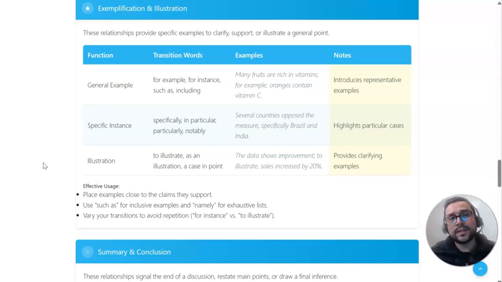claims they support. They can't be too far from them. Use such as for inclusive examples and namely for exhaustive lists, and vary your transitions to avoid repetition. For instance, versus to illustrate, so don't overuse them.